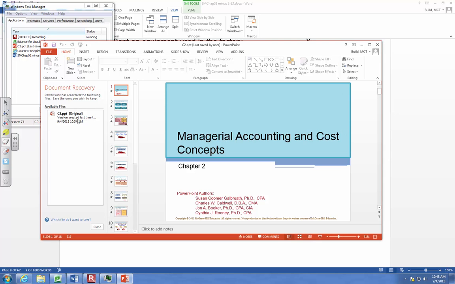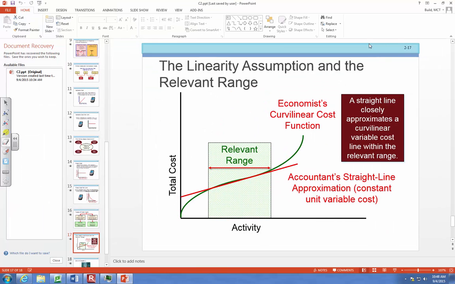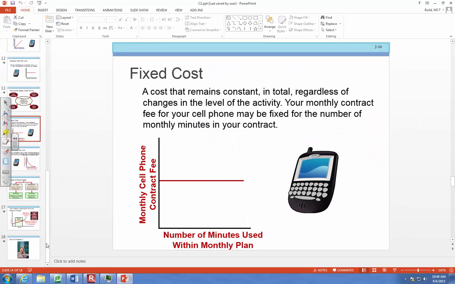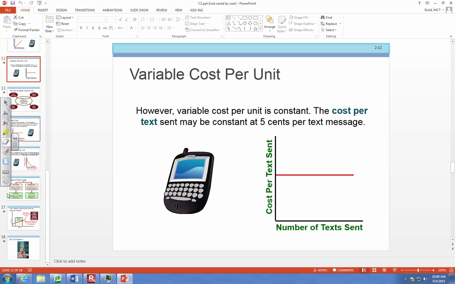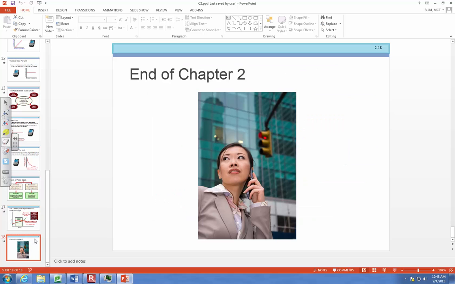Let me see if this is going to work, and if it is, great. If it's not, fine. Well, that's not the end. Didn't you guys read about breaking down mixed costs in your chapter? Okay, I don't know why this is. This is the end. That's not the end.